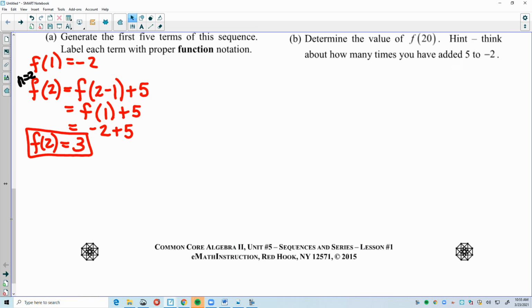Okay, so we have the first 2, we've got to find the first 5. So we're on to f of 3. And again, keep in mind, this is now saying your n value is 3.